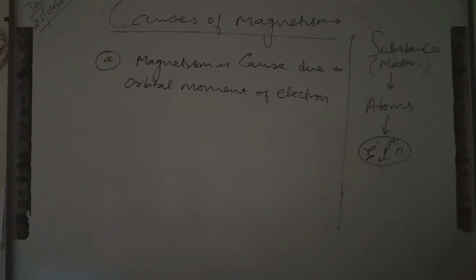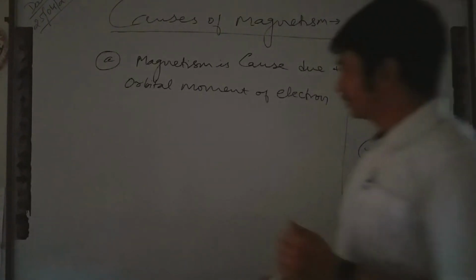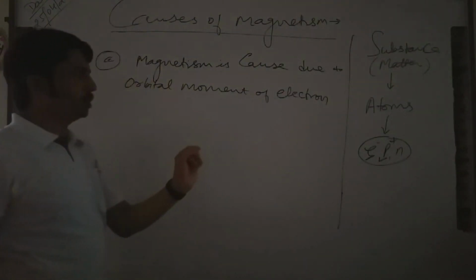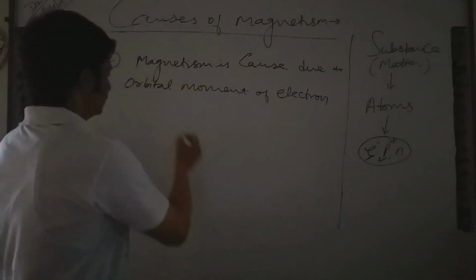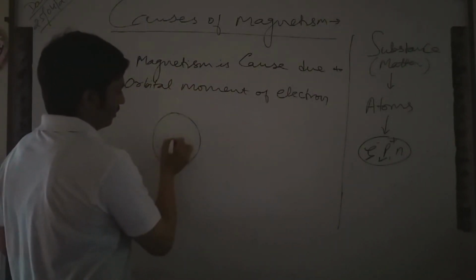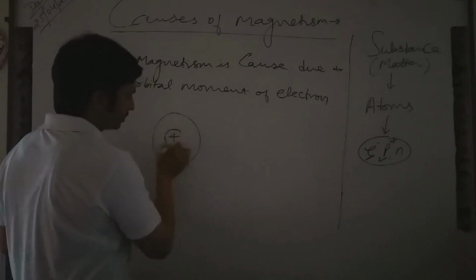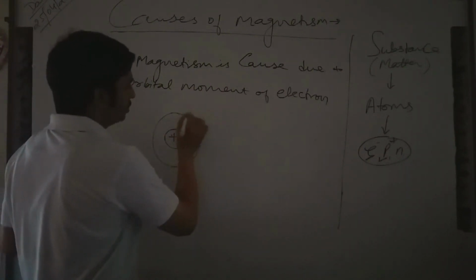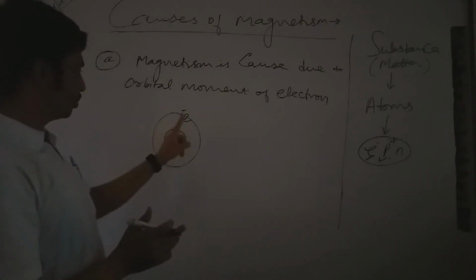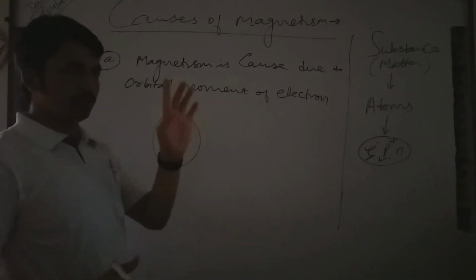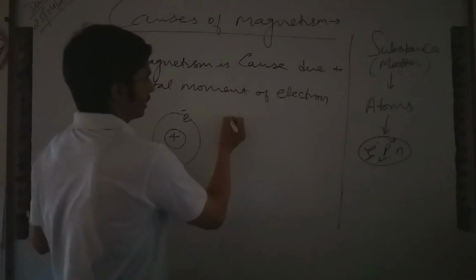I think you are able to see, so I will continue my lecture. Magnetism is caused due to orbital movement of electrons. Means there is a nucleus, and electrons are revolving in their orbits. So this will be a cause of the magnetism of any matter.